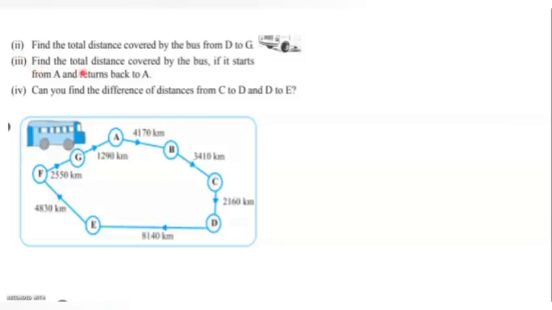Third one is, find the total distance covered by the bus if it starts from A and returns back to A. Starting from A and returning back to A means it is taking one round. So you will have to add all the distances. Then you will get the total distance the bus has covered starting from A and getting back to A. So these two questions are homework for you.